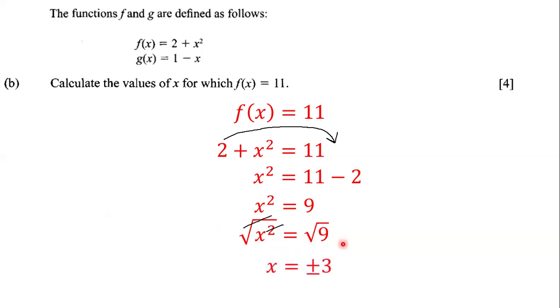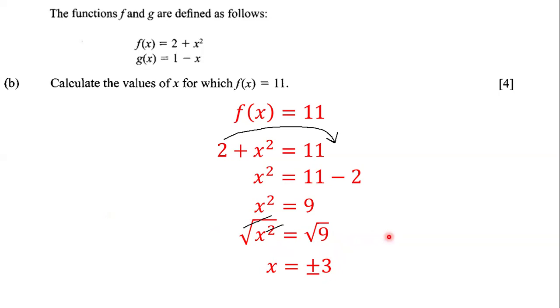And what is the square root of 9? Well, the square root of 9 is going to be plus or minus 3. And so x is equal to plus or minus 3. And it makes sense because if we notice carefully, positive 3 times 3 is 9. But if we say negative 3 times negative 3, negative 3 times negative 3 is still 9.